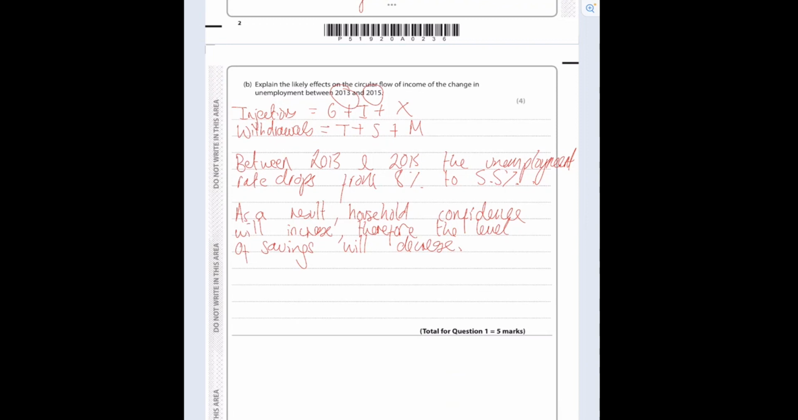So yeah, I think we've got everything there. We've got all the injections, we've got this, got that. I'm just trying to think whether... I think this will get you 2 marks for knowing what the injections and withdrawals are. In fact, I'm pretty sure that will get you that.